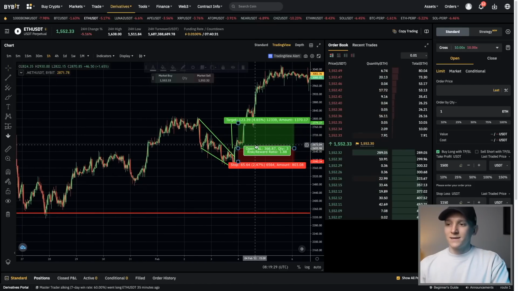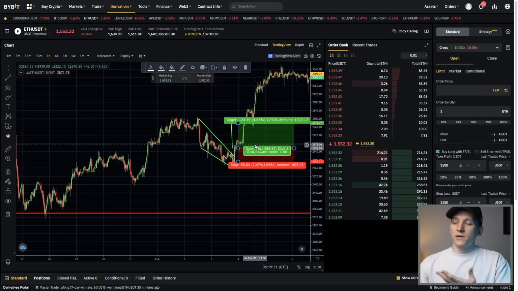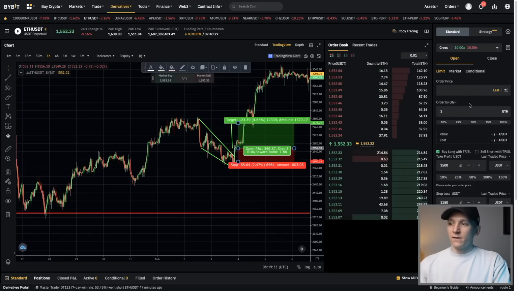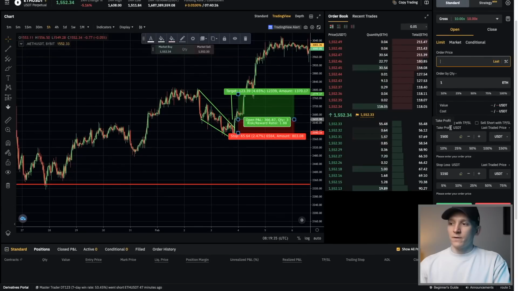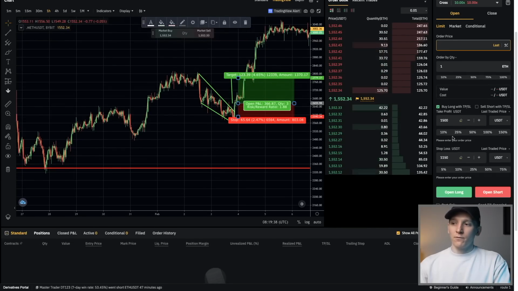That's a 1.88 risk reward ratio, which is pretty decent. So we'd put these price levels into the order price and quantity, and then put your stop loss and take profit right here as this position calculator shows.